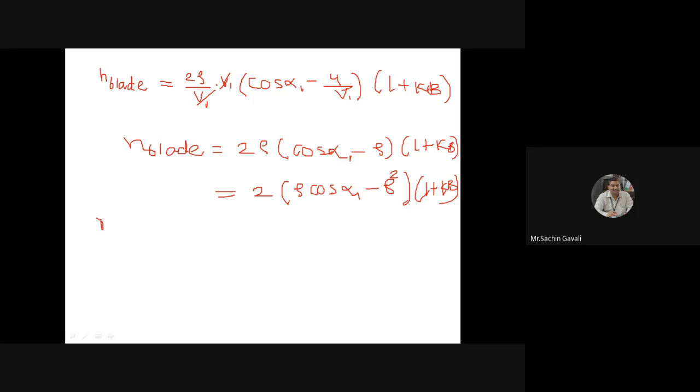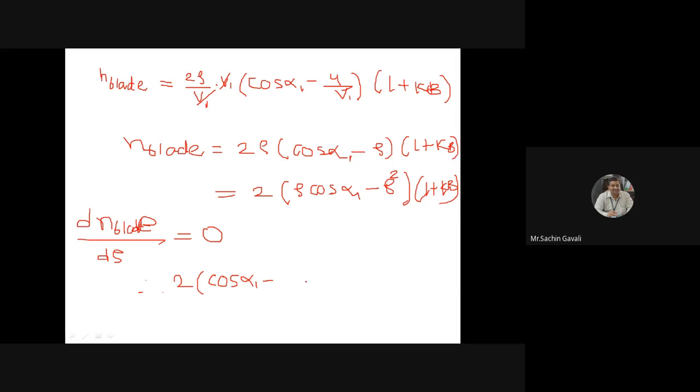Therefore, to get the condition for optimization or maximization, what we have to do is differentiate this blade efficiency equation with respect to the variable quantity, that is d rho, and this derivative we have to equal to 0. And therefore, what we will do now? Eta blade is equal to, 2 is constant now. Differentiation of rho is equal to 1, and cos alpha 1 into 1 becomes cos alpha 1.